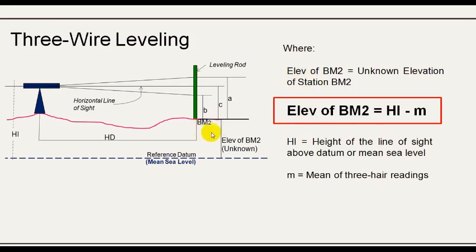Then, to determine the elevation of the unknown station, in this illustration BM2, we have the height of instrument minus M, where M is the mean of the three hair readings. Okay.